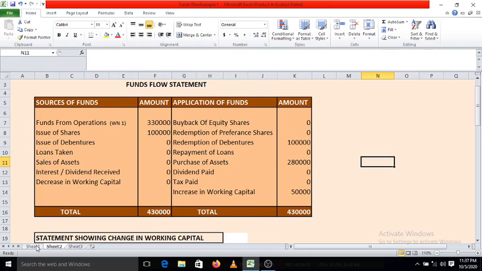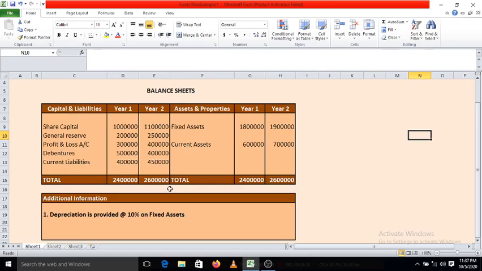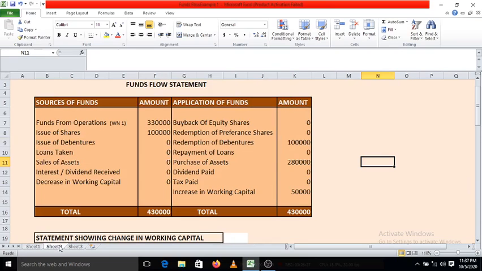Now here, suppose this is a balance sheet given to us. As per this balance sheet total has increased by 2 lakhs. But when we prepare the fund flow statement, it is not that way. Actually my funds have increased by 4,30,000. Means during the year, from operations the funds are raised by rupees 3,30,000. From issue of shares, rupees 1 lakh.